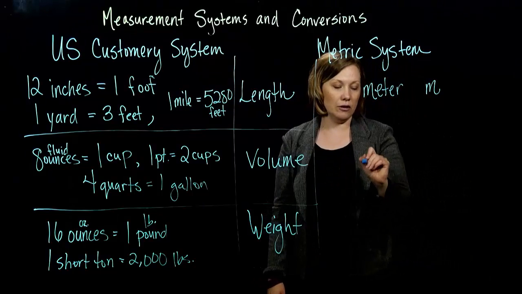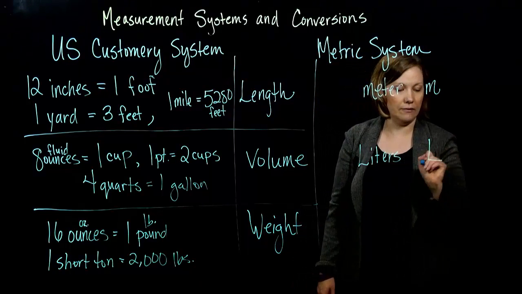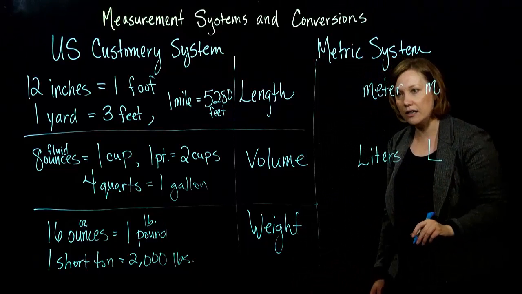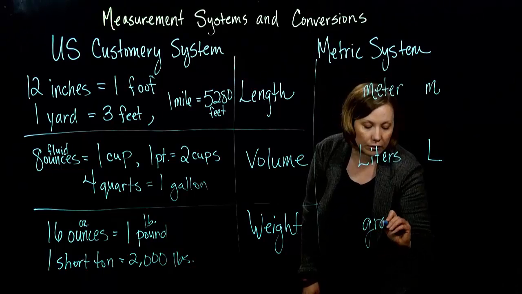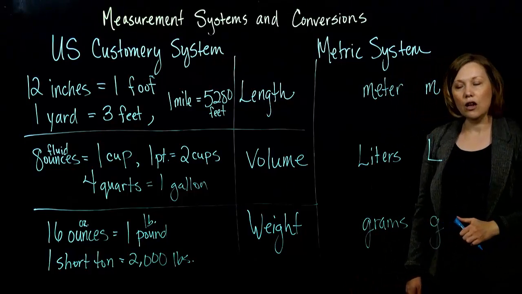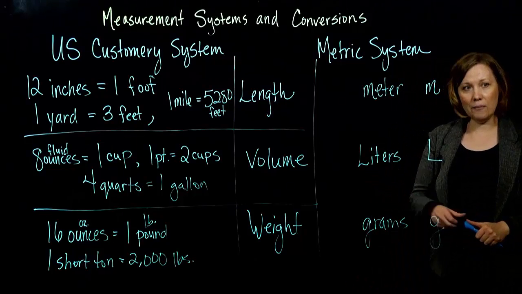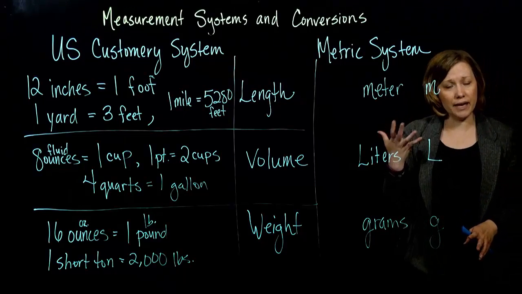For volume, we use liters, and we use capital L to abbreviate that. And then for weight, we use grams, and we use lowercase g. So the nice thing about the metric system is you just have one basic unit.